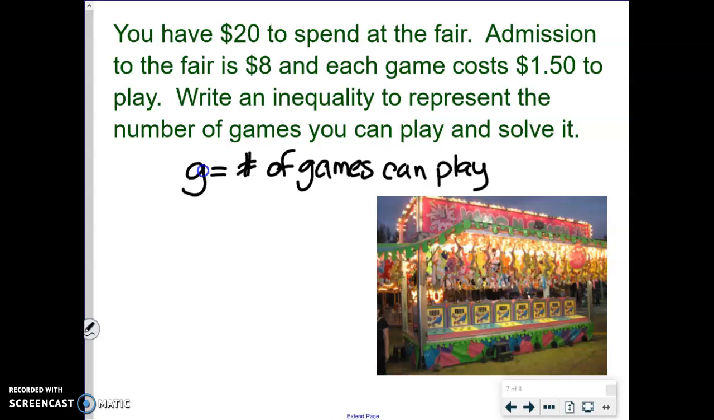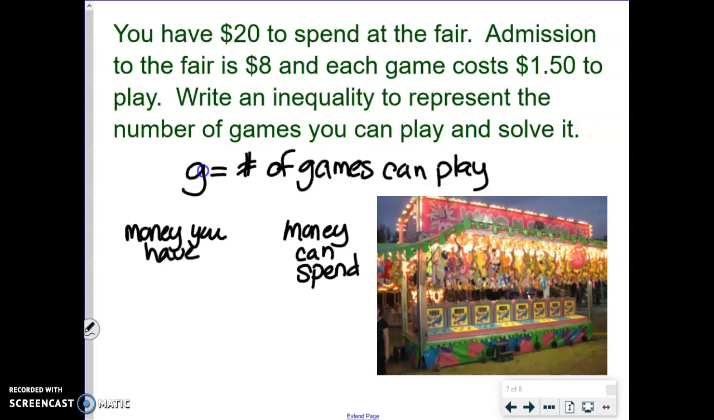Okay. So I want to write this inequality, and I'm comparing two things. And sometimes I think it helps, when you're not sure how to write things, to write what you're comparing. So right now what you're comparing is the money you have to the money you can spend. And then once you write it out in words, it's easier to figure out what the symbol should be between the two. What should the symbol be if I'm comparing the money I have to the money that I can spend?